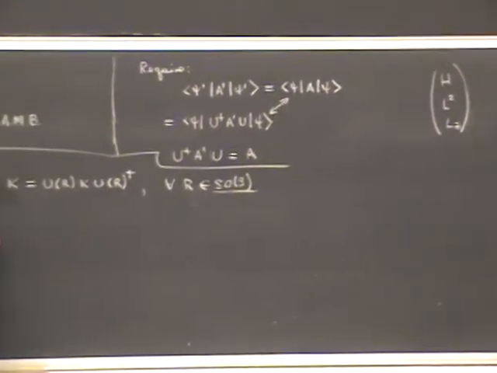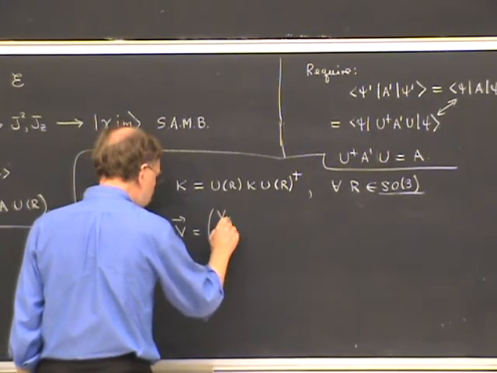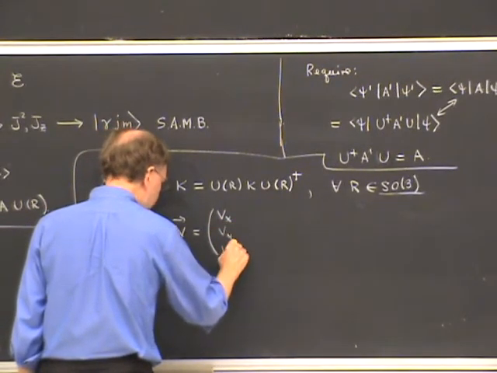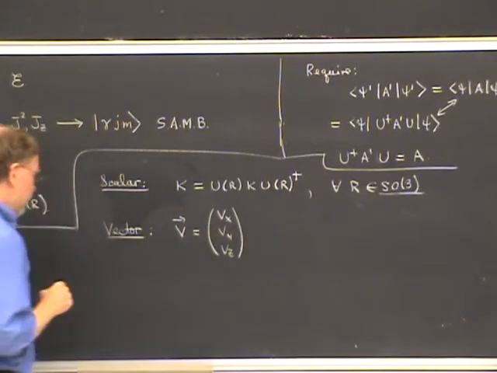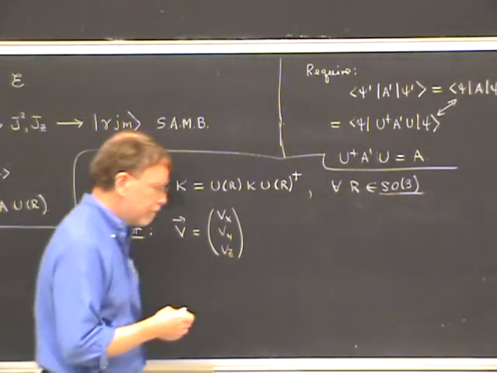So in general, let's call a vector operator, we'll write it as V here like this, and you can think of it as having components Vx, Vy, and Vz. And the question now that we need to address is what should be the proper definition of a vector operator?